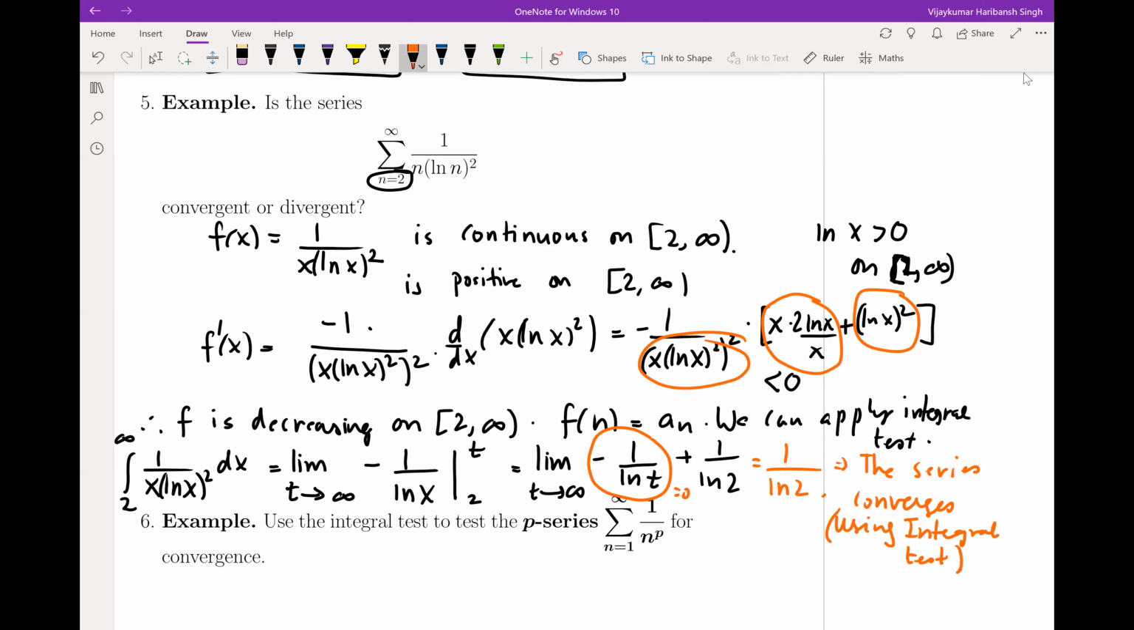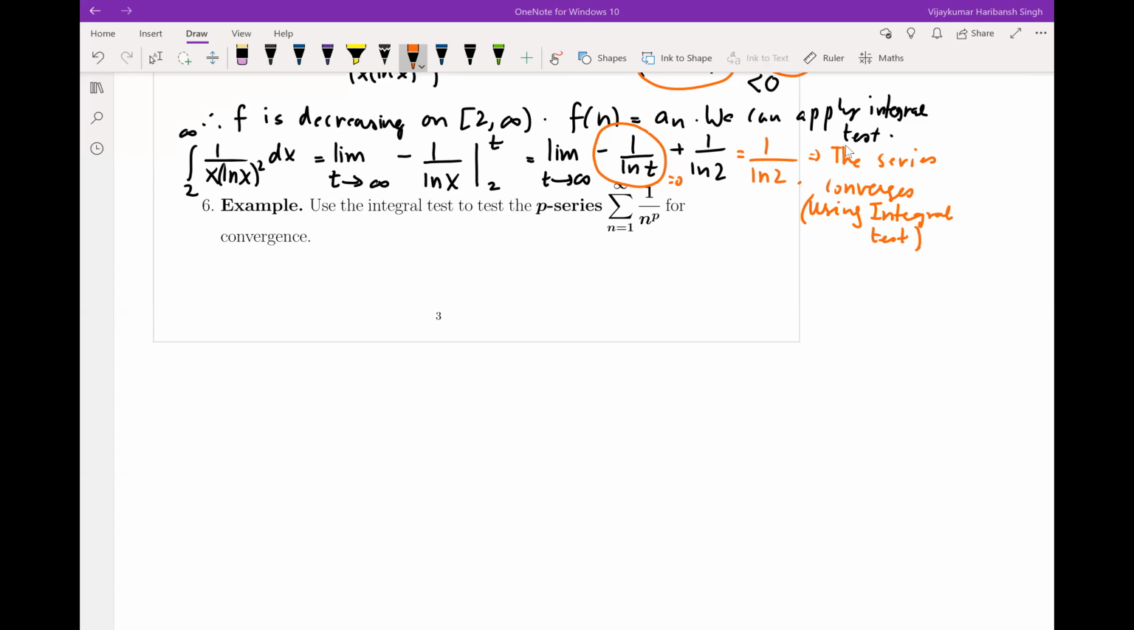So now we want to basically use the integral test to test the P series for convergence. So what are P series? P series are essentially series of the form summation n equals 1 to infinity of 1 by n to the power p. These are called P series, obviously, because the power is p. And we want to see, does it converge for some p at least? Because we already know if p is 1, it diverges because you get a harmonic series, right?